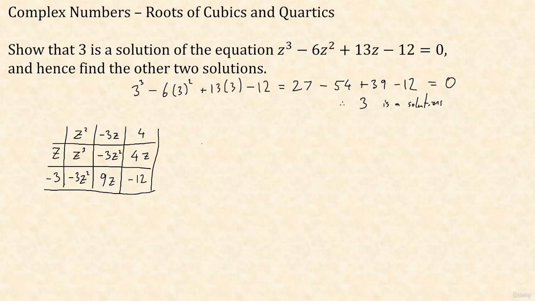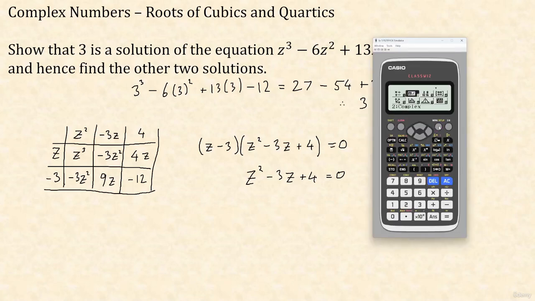So what I know is that the full cubic factorizes as z minus 3 times z squared minus 3z plus 4. Now, I want to be solving when that's equal to 0. I already know that this one gave me the z equals 3 solution, so all that's left to solve is z squared minus 3z plus 4 equals 0. And of course you can solve this using completing the square or the quadratic formula, but I'm just going to use my calculator to solve this.